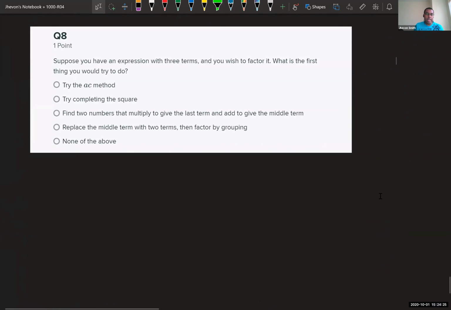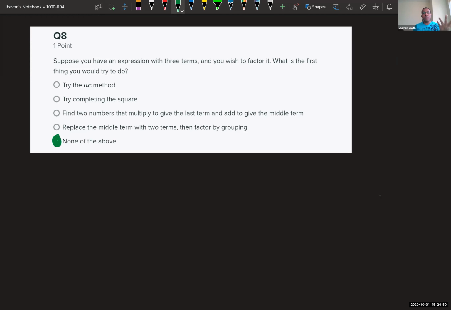Okay, number 8. I have an expression with 3 terms. I want to factor it, right? So I give you an expression with 3 terms. That's all you know at this point. You have no other information than that. What is the first thing you're going to try to do? Find the GCF. Good. Find the GCF, which means it's technically none of the above here.